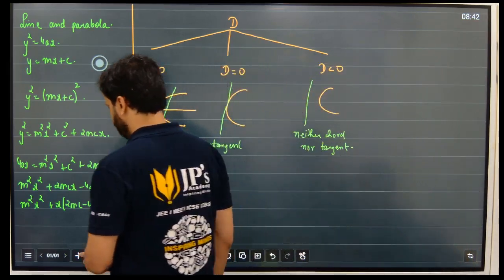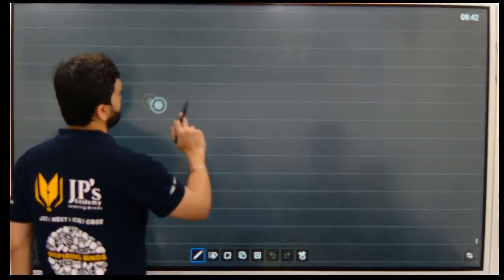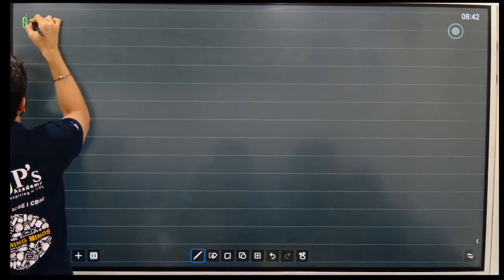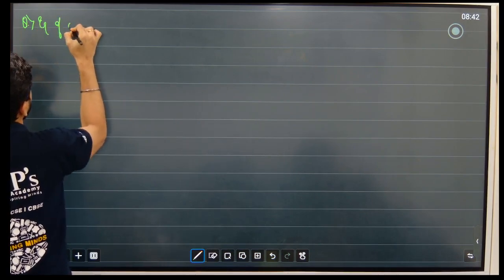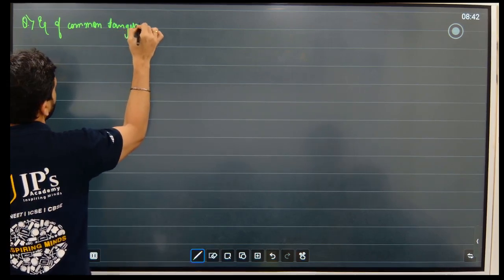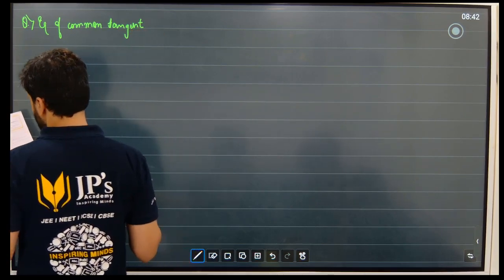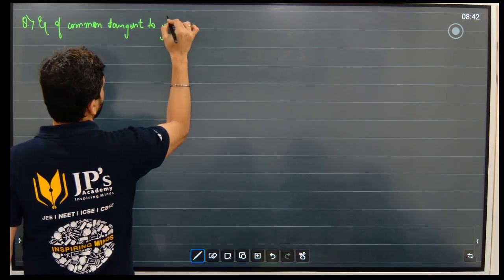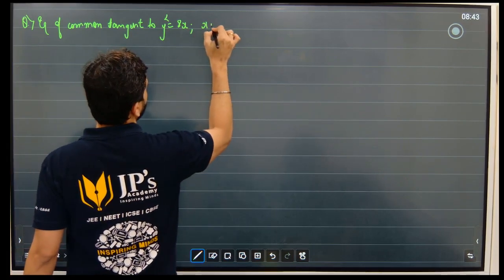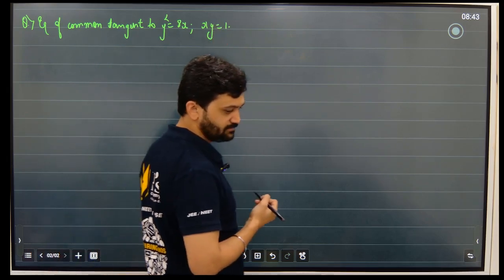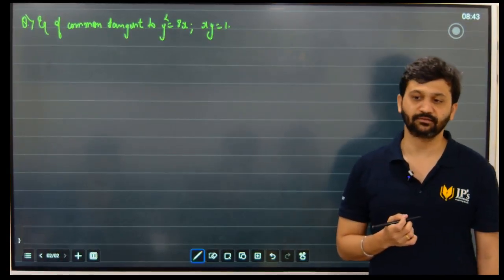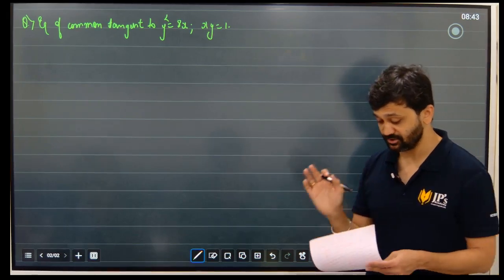Now for example, if the question comes like this, say for example equation of common tangent. Now see, common tangent matlab common tangent 2 geometrical figure ko ho sakte hain, 3 ko ho sakta hai, depend karta hai kya data diya hai. Equation of common tangent to y square is equal to 8x, matlab ye hai parabola, and xy is equal to 1. Now xy is equal to 1 is a rectangular hyperbola. Equation of common tangent to y square is equal to 8x and xy is equal to 1. Equation of common tangent bola hai.